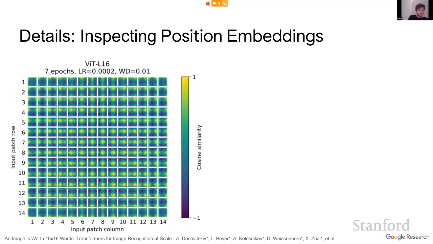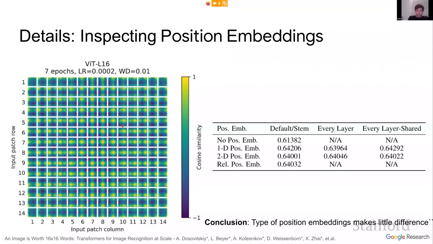So that's pretty cool, I think, but it also means that if you take the trained model now and give in patches in a completely differently shuffled order, it's going to perform poorly because these learned position embeddings don't make sense anymore.